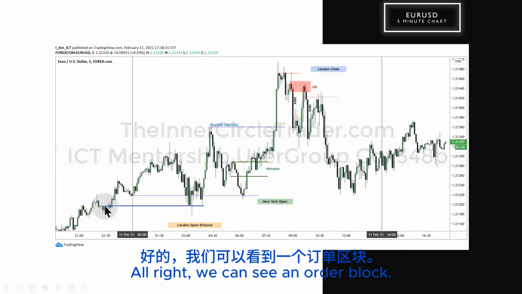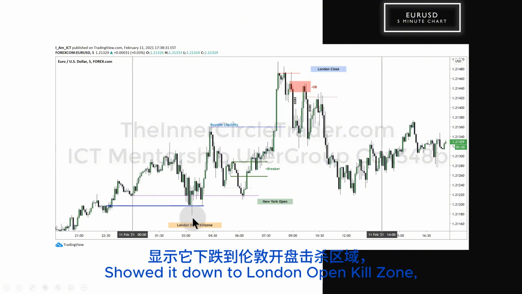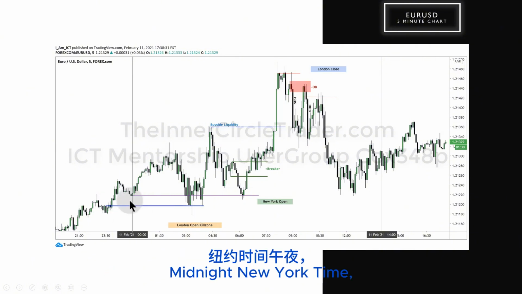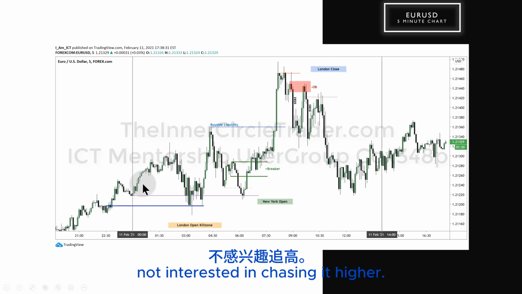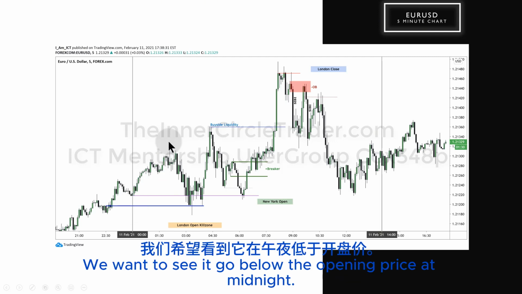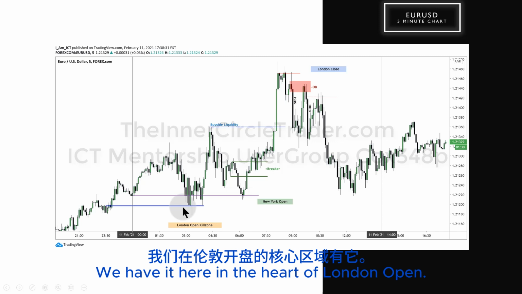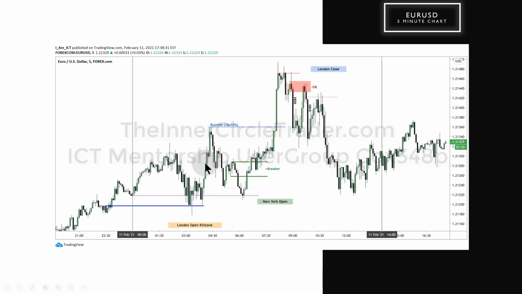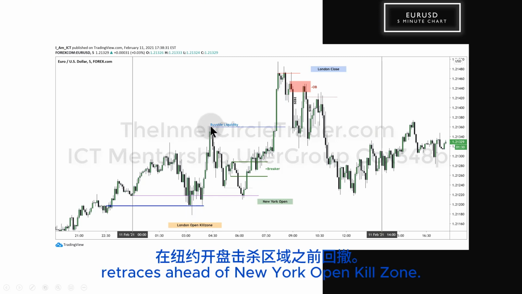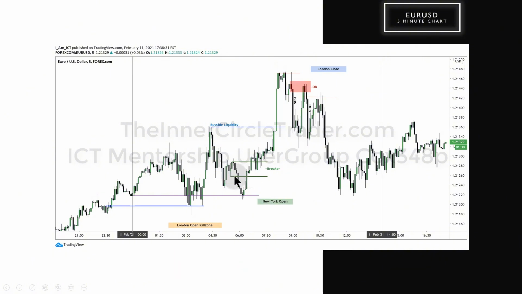Alright, we can see an order block traded down to London open kill zone, midnight New York time. Not interested in chasing it higher. We want to see it go below the opening price at midnight. We have it here in the heart of London open. Price rallies, retraces ahead of New York open kill zone.